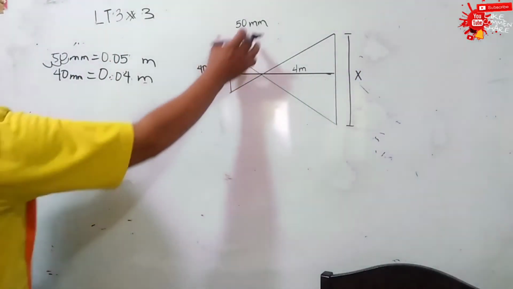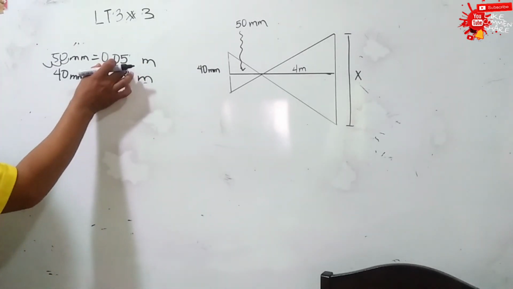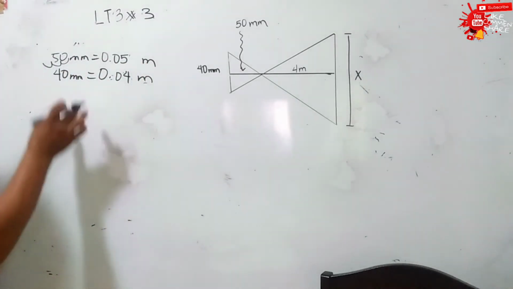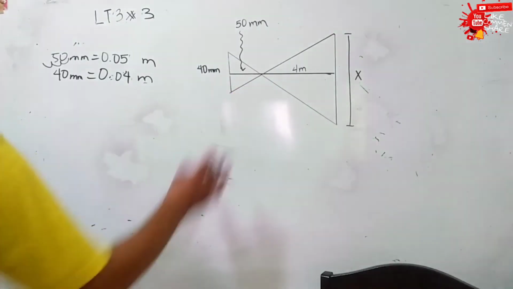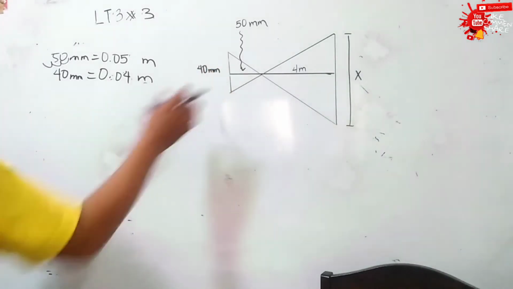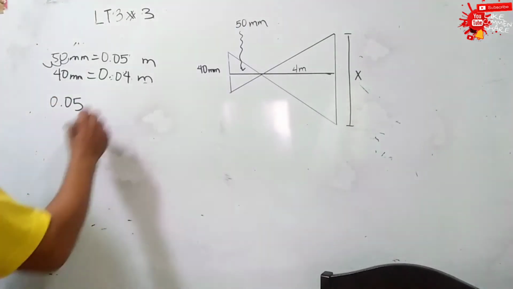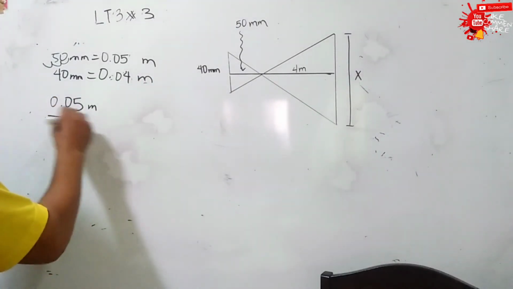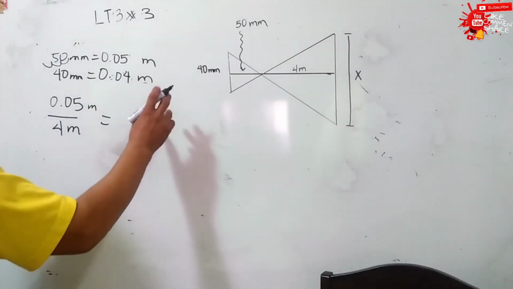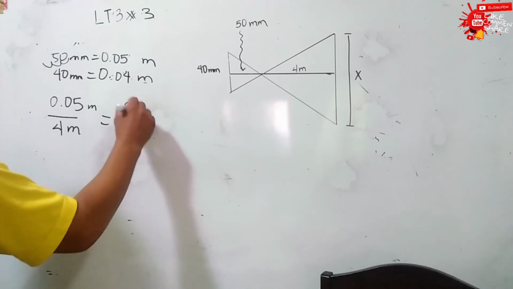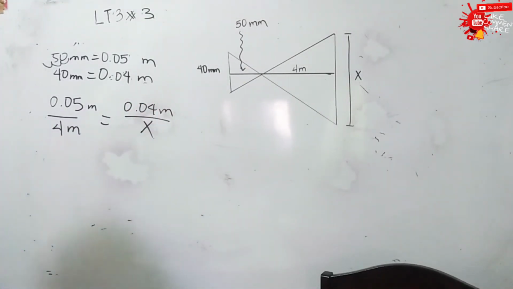So, i-convert natin ang millimeter to meter, which is 0.05. Move 3 places to the left. And yung 40 millimeters, that is 0.04 meter. Now, kunin na natin ang proportion. So, this is 0.05 corresponds to 4 meters, and 0.04 meter corresponds sa missing value.